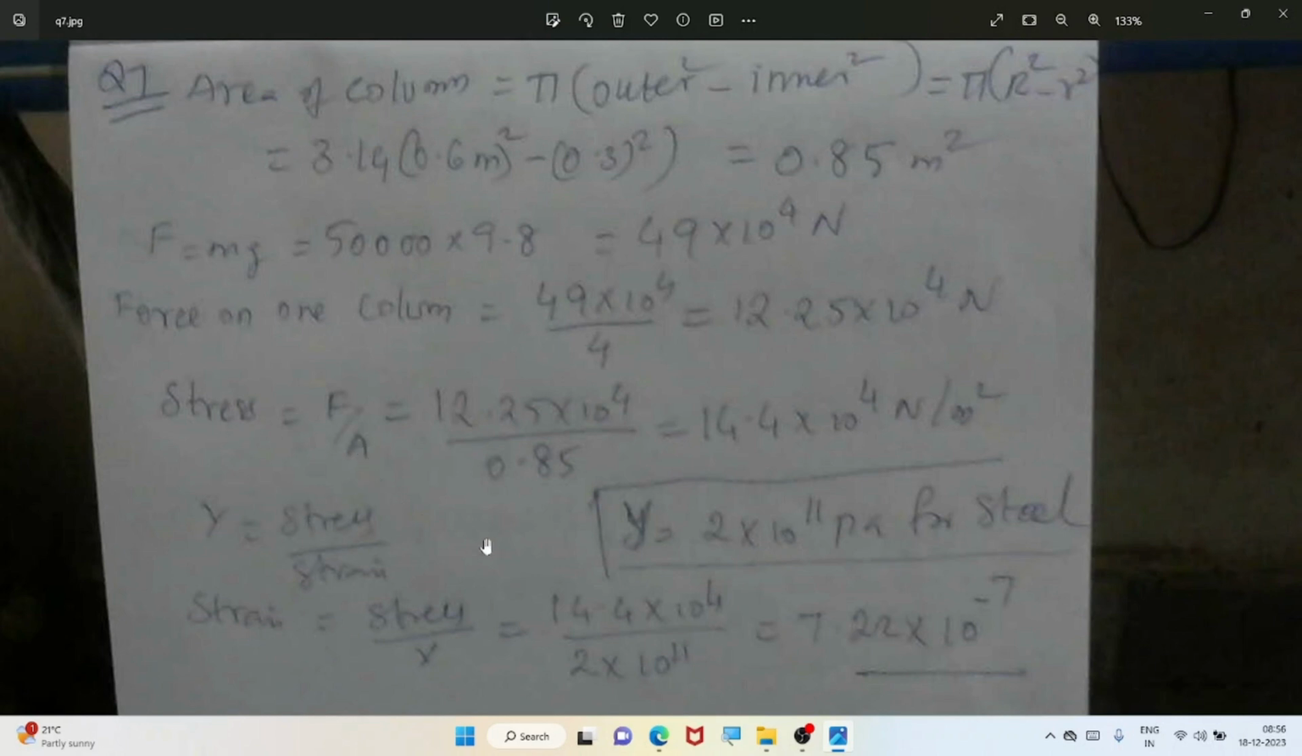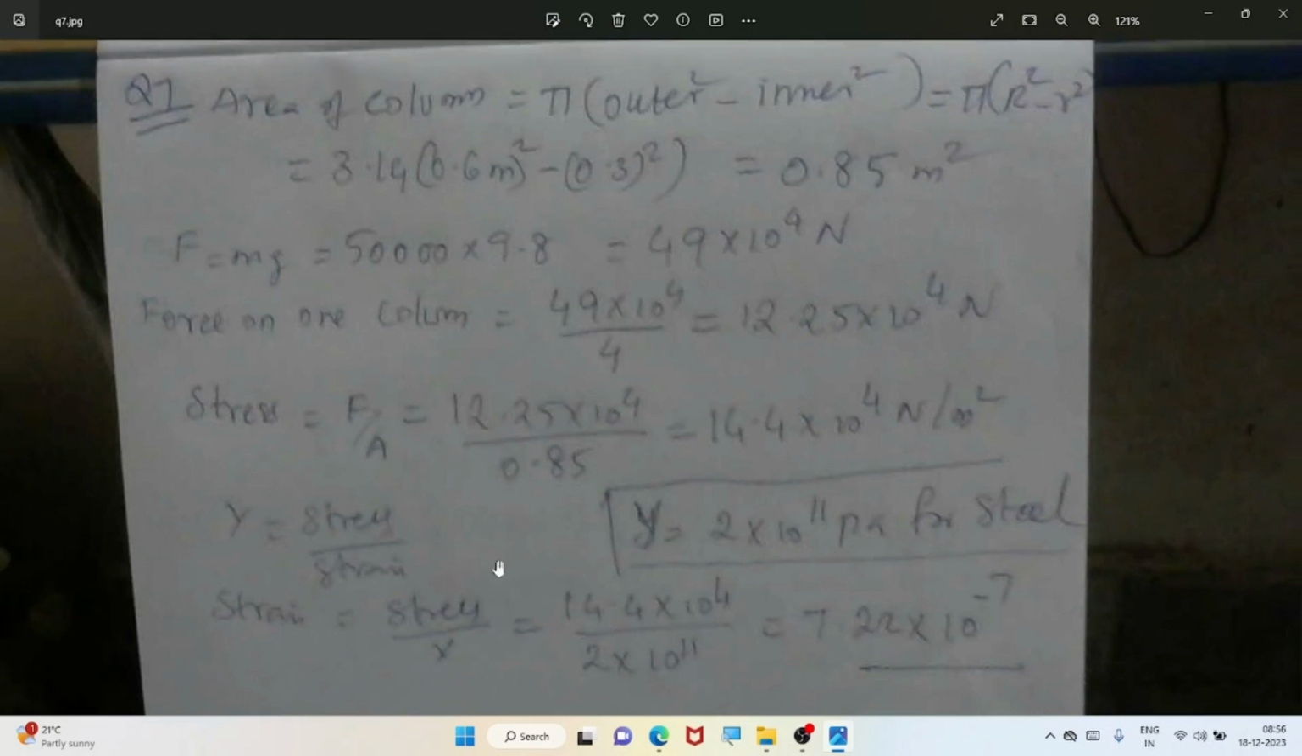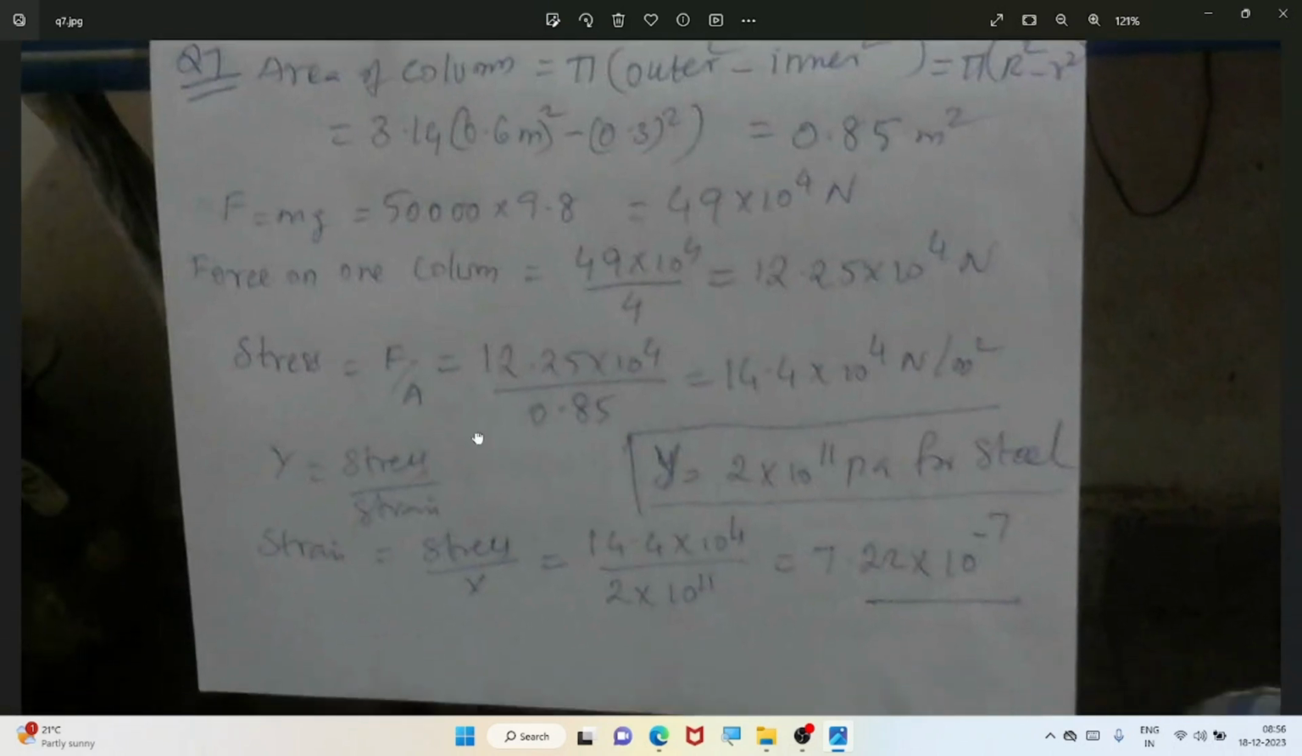Stress equal to force by area. Force on each column divided by this is stress. Young's modulus equal to stress by strain. For the steel, this is the Young's modulus, from the book. So strain, this is the strain, delta L by L.